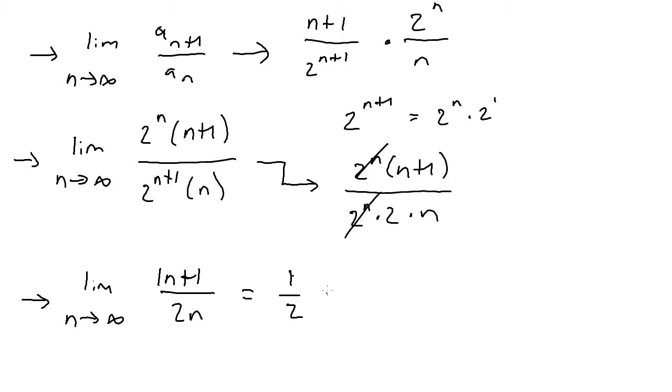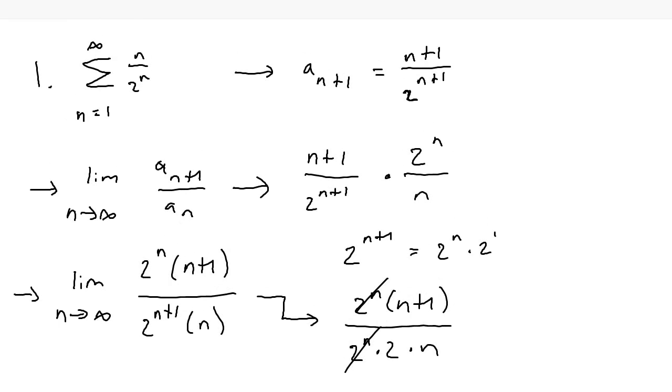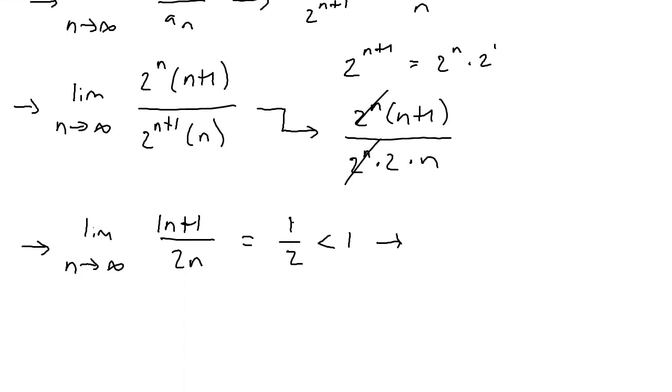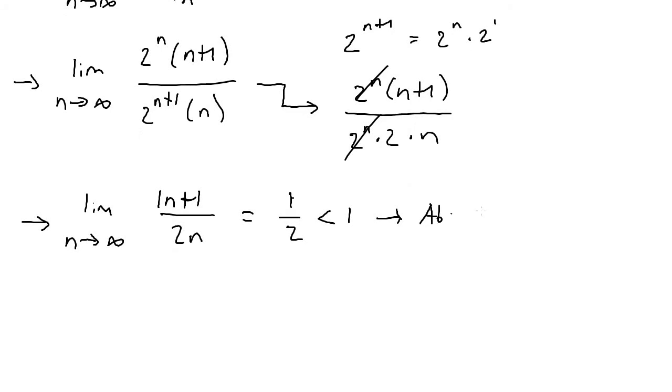Once again, 1/2 is less than 1. So that means this series of n over 2 to the n from 1 to infinity is going to be absolutely convergent by the ratio test.